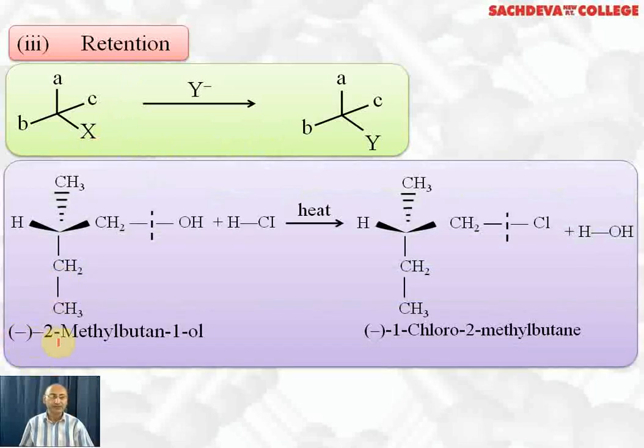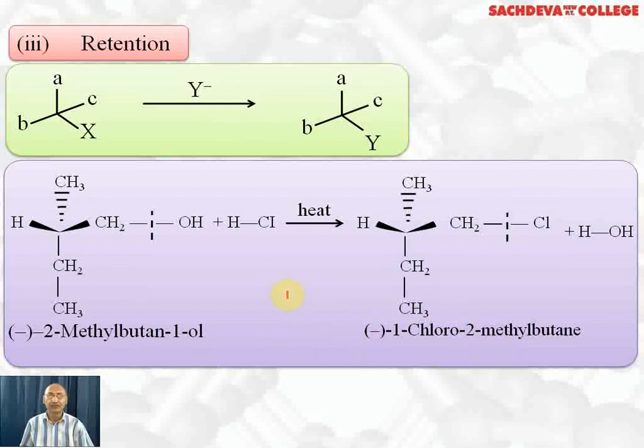In this example, we are taking 2-methyl-butan-1-ol. When it reacts with HCl, water is removed and Cl comes on the same side as the alcohol was. So we were having a levorotatory alcohol, and the product formed is also levorotatory. So levorotatory 2-methyl-butan-1-ol gives us 1-chloro-2-methyl-butane, which is also levorotatory.